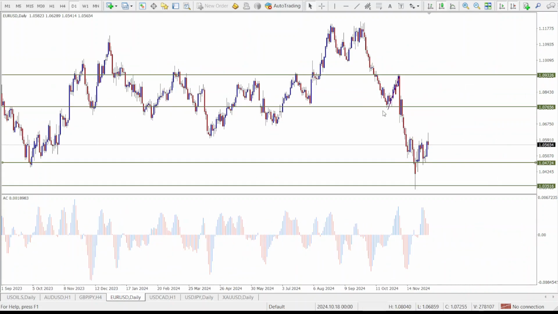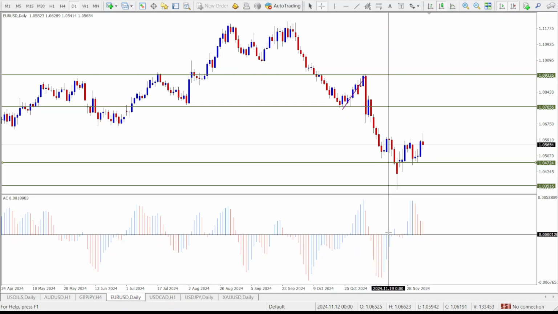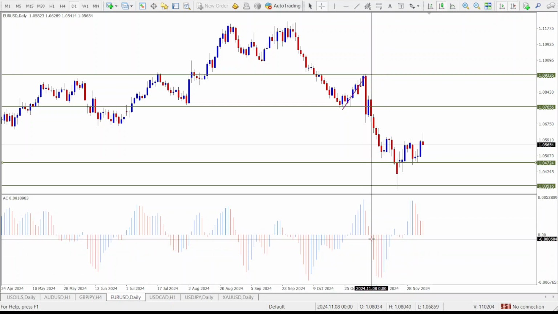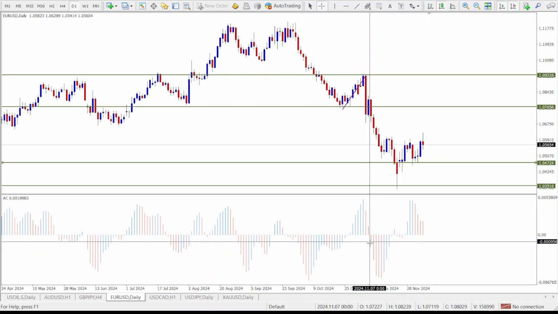So you can consider exiting your sell trade around this support, but always ensure that you have a good risk to reward ratio. For example, if you're entering a sell trade right around here after you got the sell signal, remember that the sell signal comes when the histogram bars are on the downside.